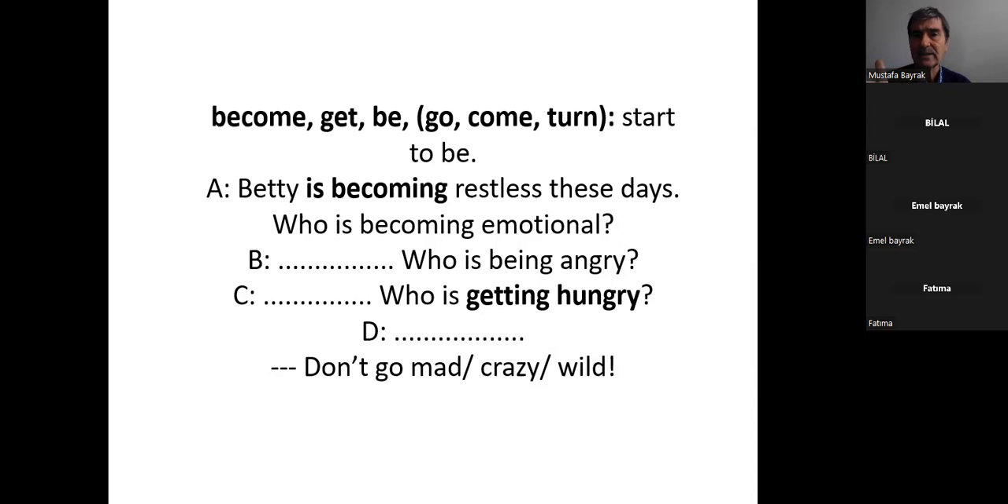Okay. Who is getting hungry? Yes, Murat is getting, being, becoming also possible. Yes, Mahmoud is getting hungry, for example. But go, yes, especially with mad, crazy, wild, don't go mad. You are going mad. Okay, why are you going mad? Why are you going crazy? Why are you going wild? Yes, extremely angry.